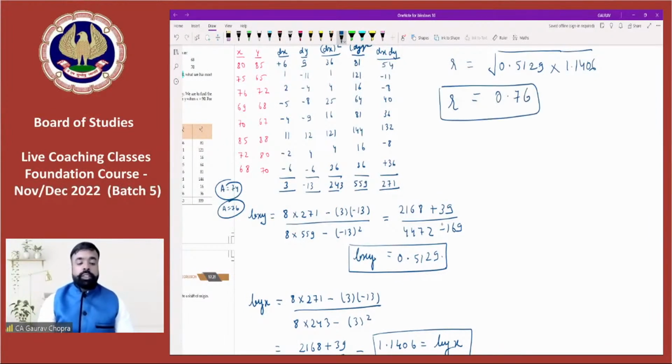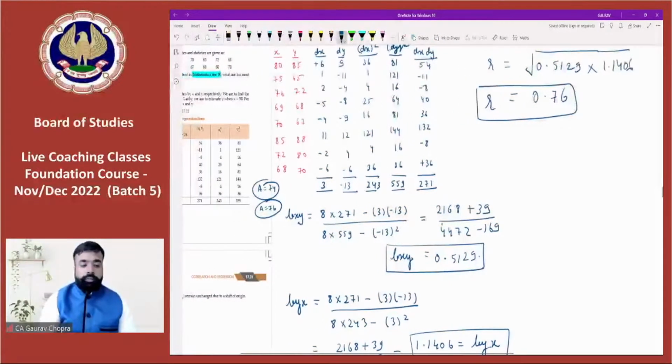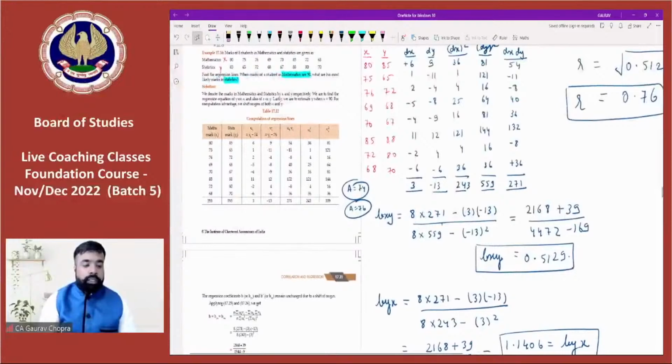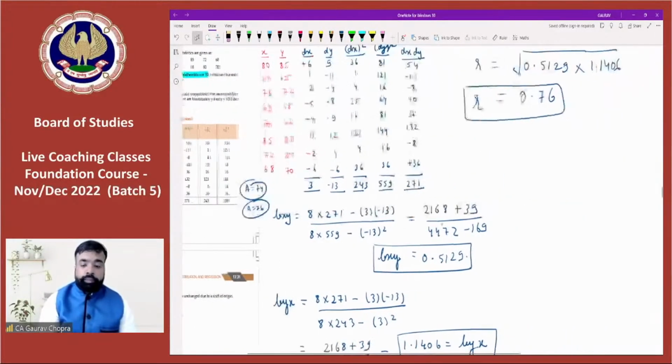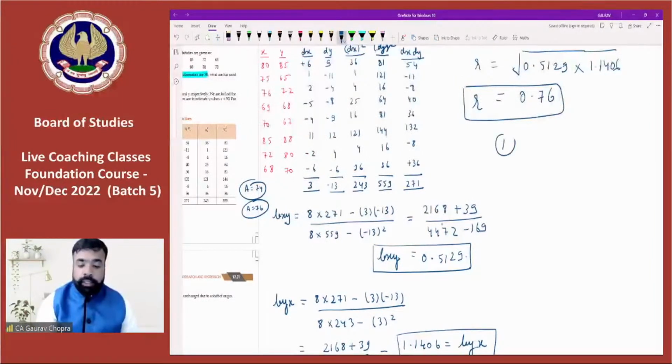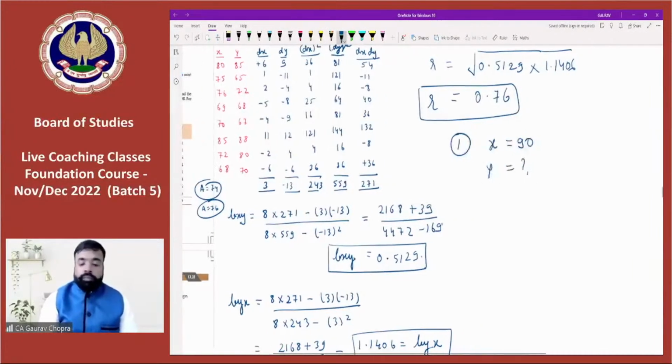0.76. This is correlation. And now the question is asked: when the marks of a student in maths are 90, find the value of marks in statistics. That means y we have to calculate. So whenever y we have to calculate, use the equation y on x.